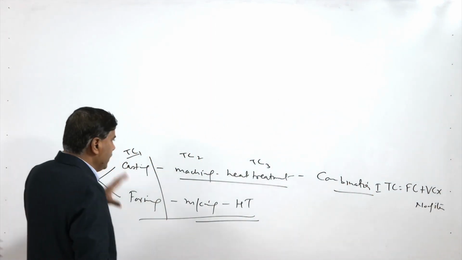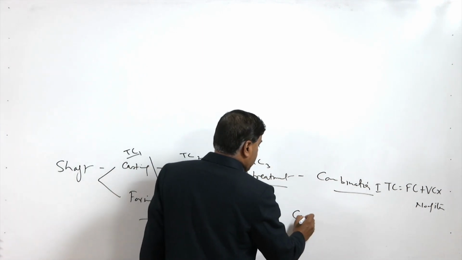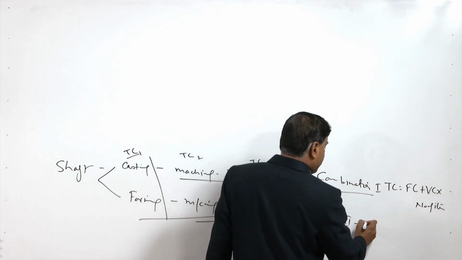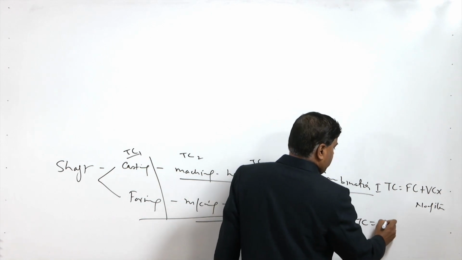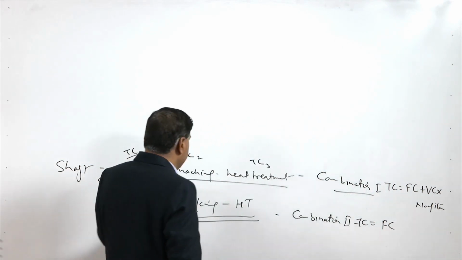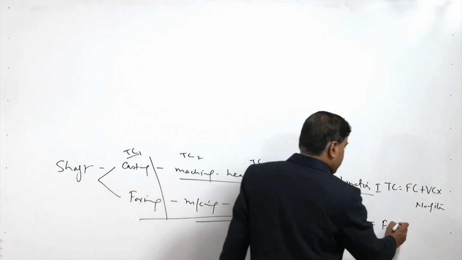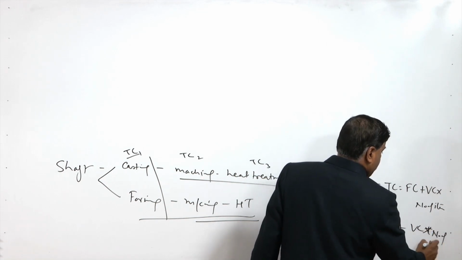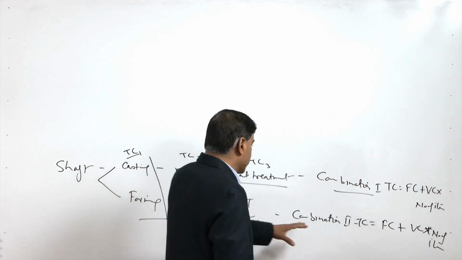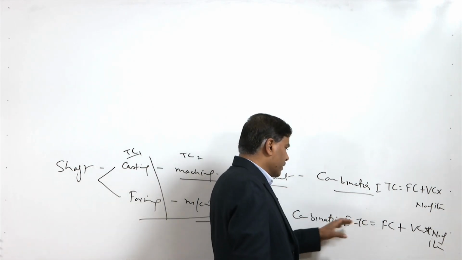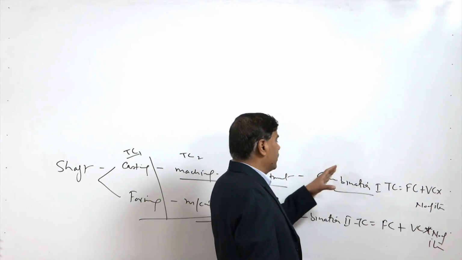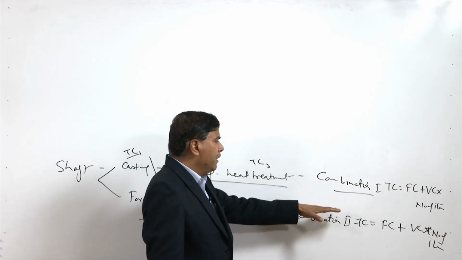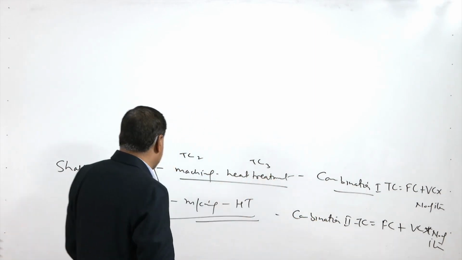So, similarly, the total cost for combination 2 is identified in the same way. TC, the total cost, is obtained from the fixed cost involved in forming, machining or heat treatment related to the equipment, plus variable cost into the number of items to be made. So, basically the total cost for combination 1 and the total cost for combination 2, this is how it is determined. Whichever is leading to the lower total cost, that option is chosen.